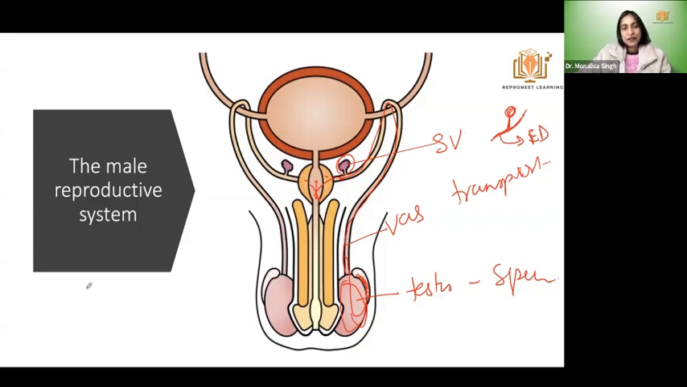So semen is the fluid along with spermatozoa. So it's like plasma with spermatozoa. The fluid of the semen is contributed majorly by the seminal vesicles, a little bit by the prostate, and spermatozoa come from the testis.